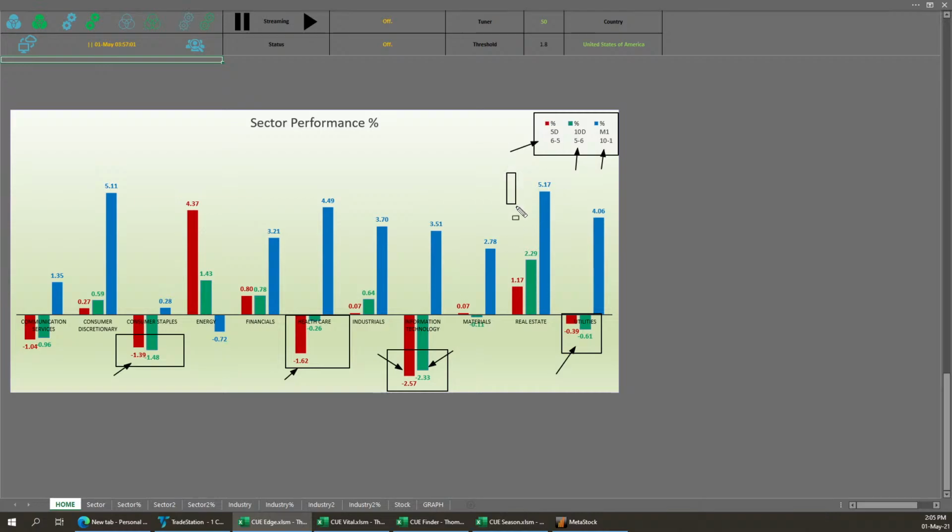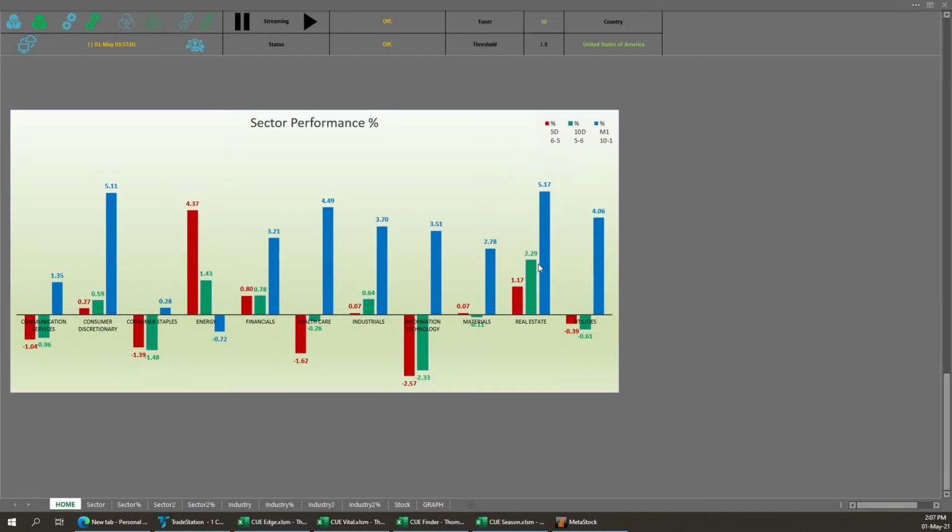I see real estate is up over all the 3 periods. That is probably because of the vaccine rollout. People are going out more, and maybe that is giving a boost to the real estate sector stocks. We may look for some buying opportunities there. If you see the sectors that are up for all the 3 periods, 5 days, 10 days, 1 month, real estate is the strongest.